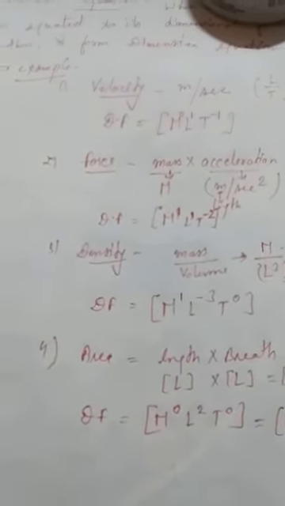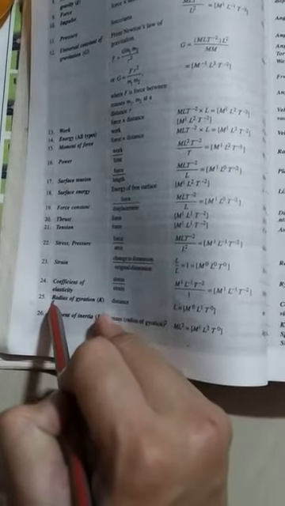Now for your homework, from your book you have to learn these dimensional formulas. Your book gives the dimensional formula and SI unit, up to 16 dimensional formulas, all terms given on this page. You have to learn these terms.